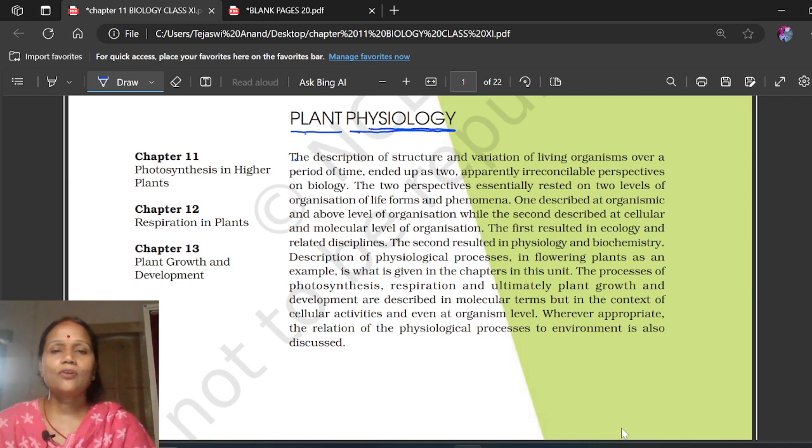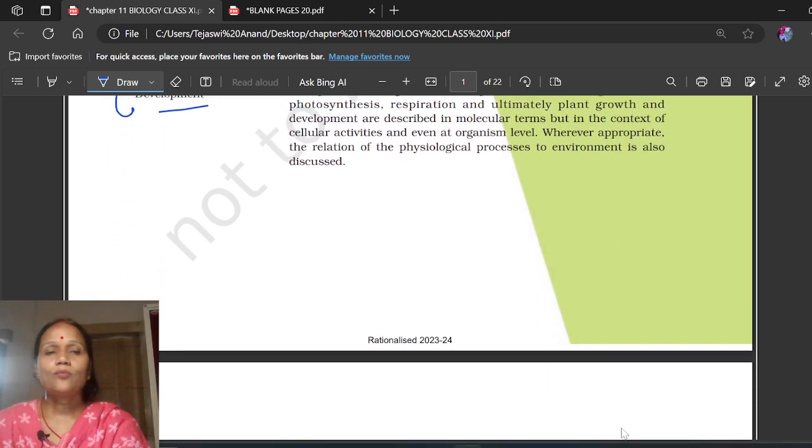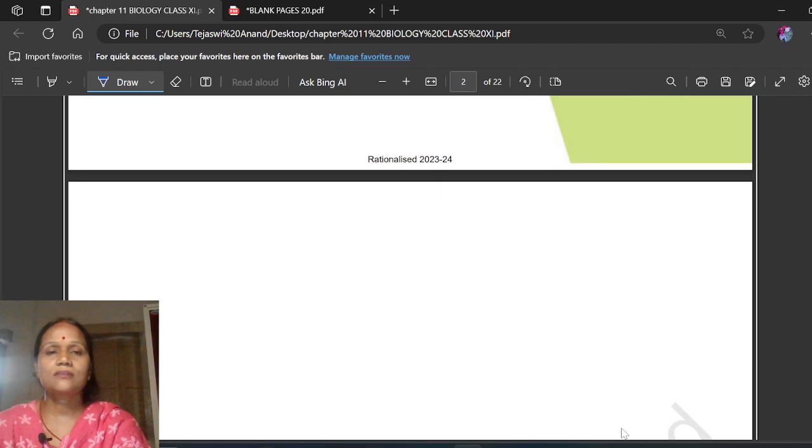Physiology is that branch of biology in which we discuss the different types of metabolic activities occurring inside the living organism. And in this chapter of plant physiology, we are going to read three processes. One is photosynthesis in higher plants, respiration in plants, plant growth and development. Today, we are going to focus on chapter 11. Then what is physiology and what is photosynthesis?